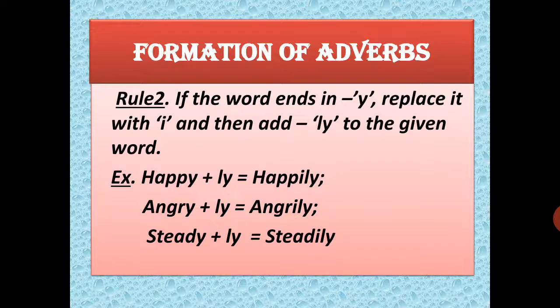Angry. I will just remove y and I will add i in place of y and then I will add ly. It will become angrily. Now the last example is steady. I will just remove the y and then add i and ly. It will become steadily. So hope it is clear. When a word ends with y, I will just add i and then ly and it will become an adverb.